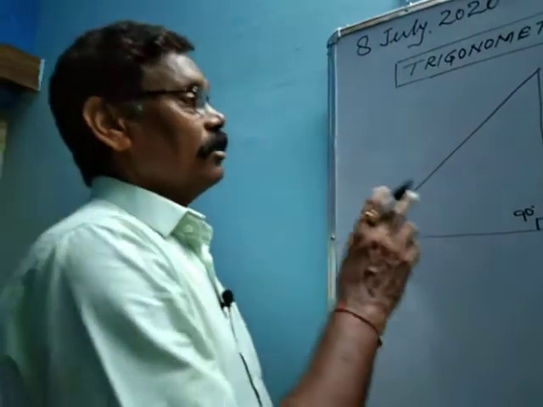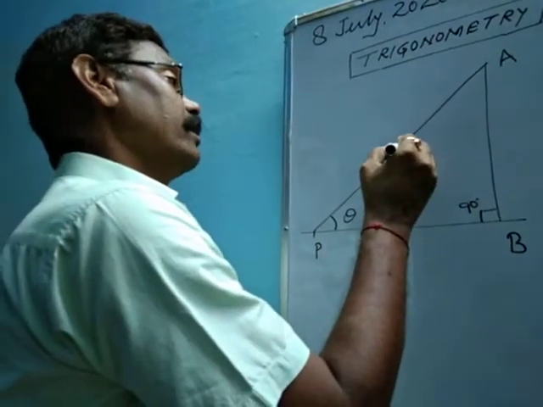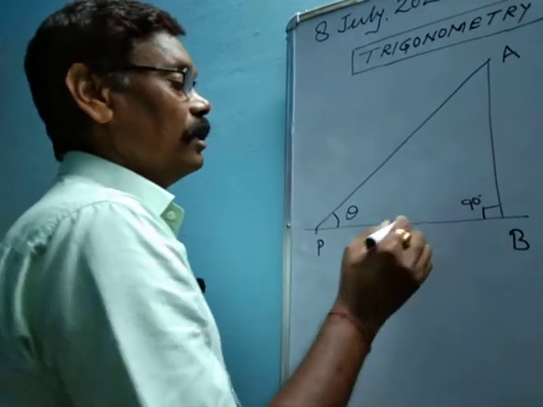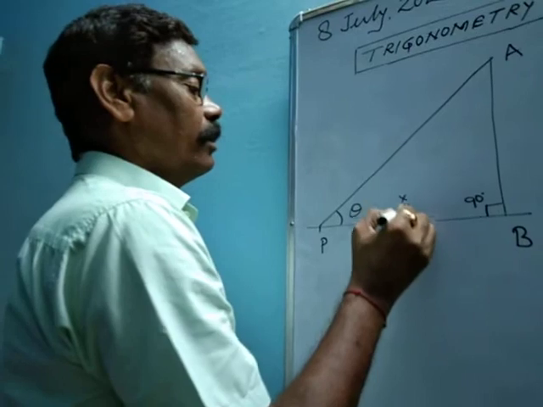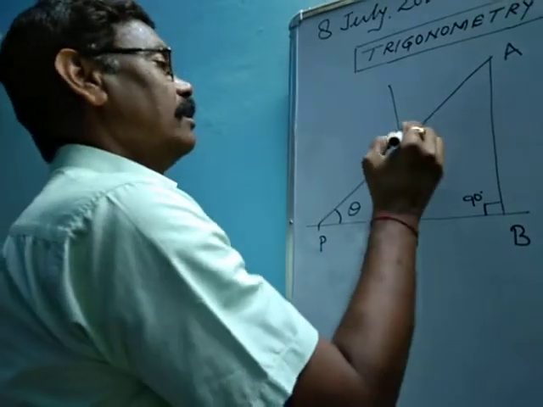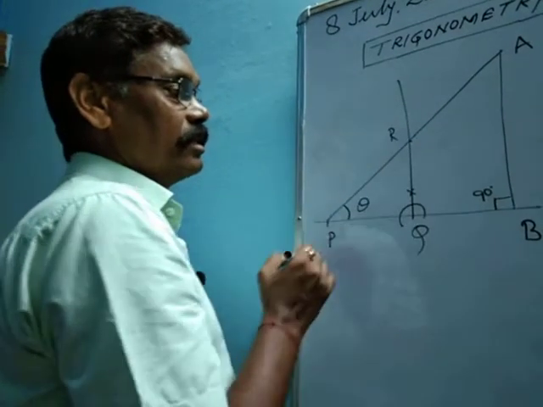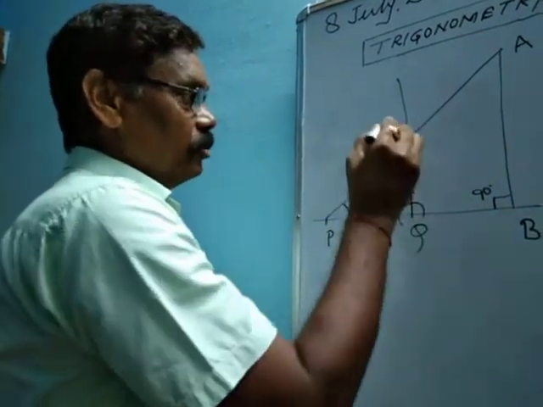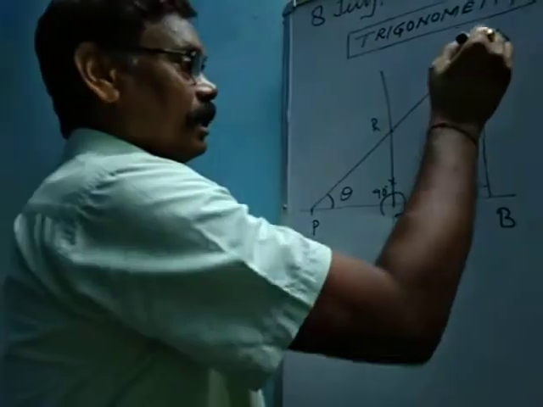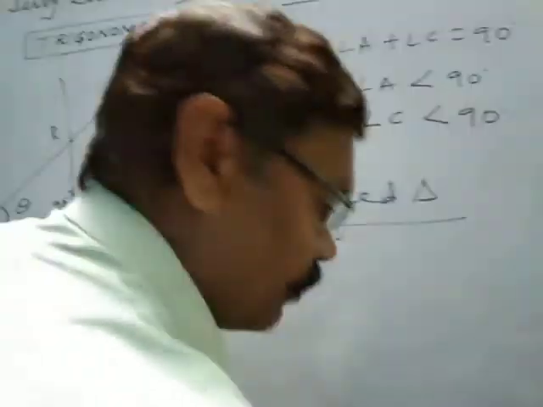Alright. Now in this right angle triangle, suppose I drop a perpendicular, or I take a point somewhere here as Q and draw a perpendicular at this point. Naturally it will intersect at some point. Let me call this R. Now you can see that you have a triangle PQR where this angle Q is 90. You have triangle PBA where this is 90, and in the same way we can proceed.